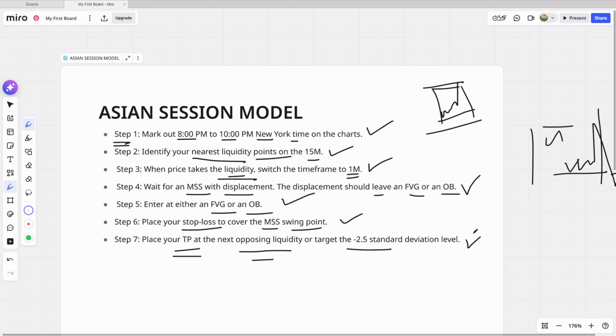So once you follow this process step by step, you'll have a very clean and structured approach to trading the Asian session. And now that we've covered the full model, let's move into some real examples to see how this actually plays out in live market conditions.